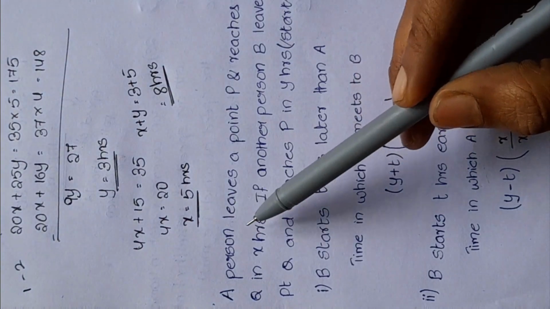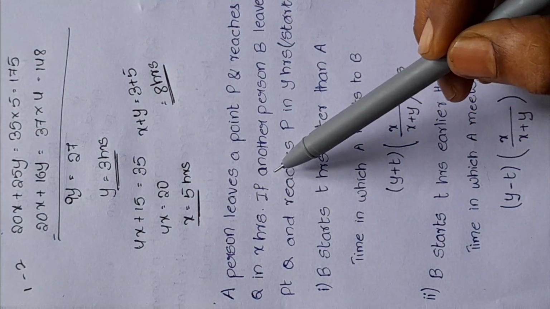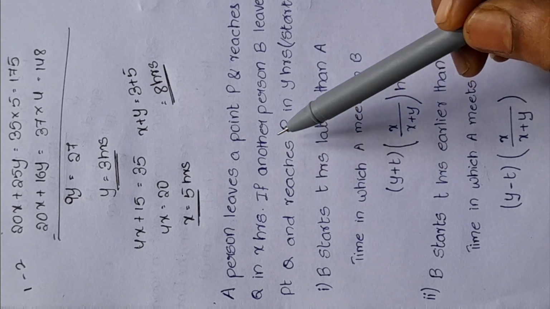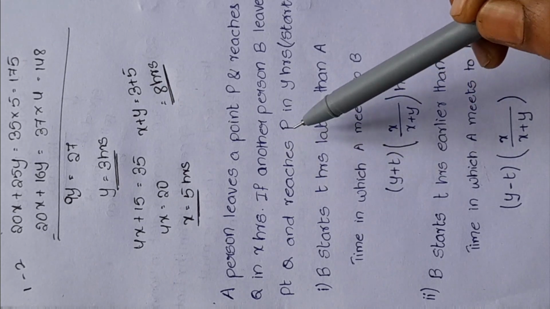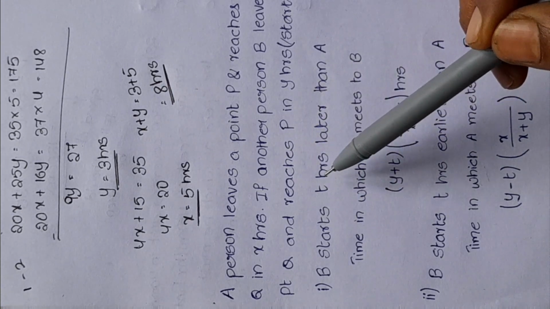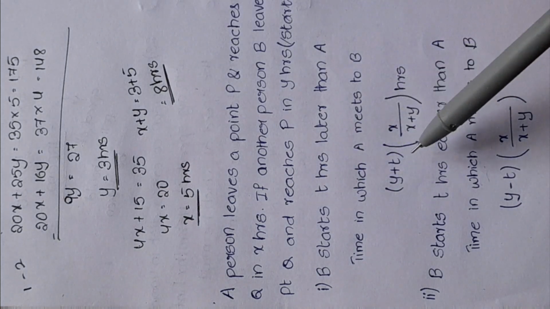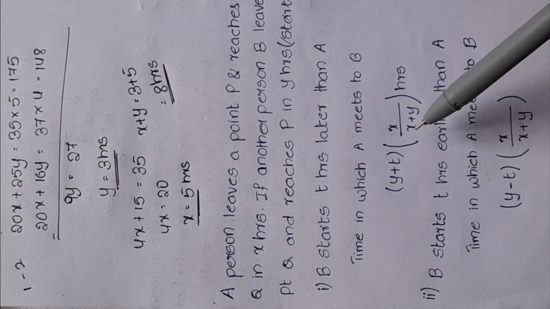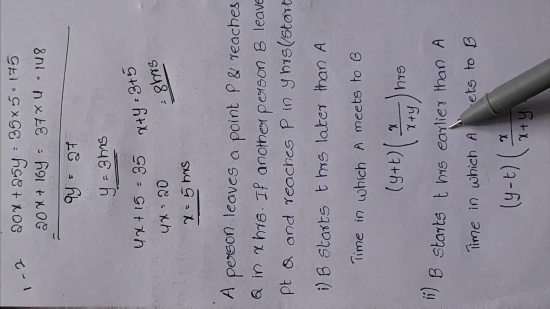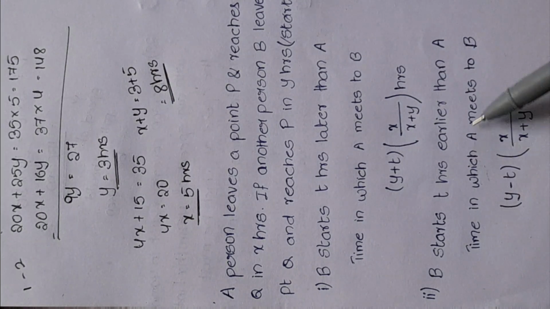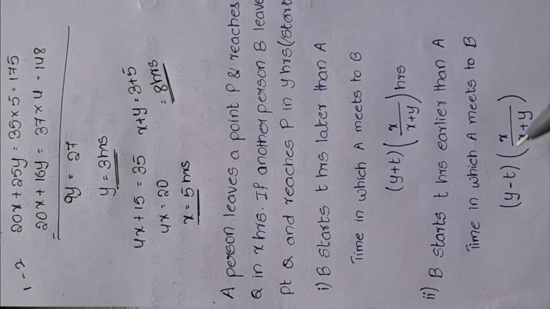Let us see a note point or a formula. A person A leaves a point P and reaches Q in X hours. If another person B leaves point Q and reaches P in Y hours. If B starts T hours later than A, then the time in which A meets B is (Y plus T) into X by (X plus Y) hours. If B starts T hours earlier than A, the time in which A meets B is (Y minus T) into X by (X plus Y) hours.